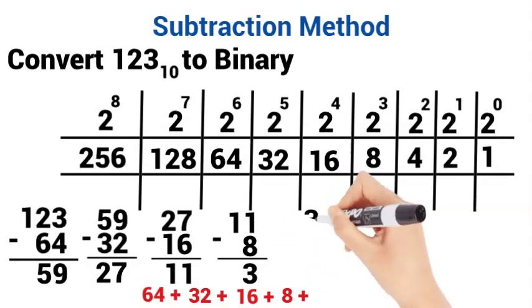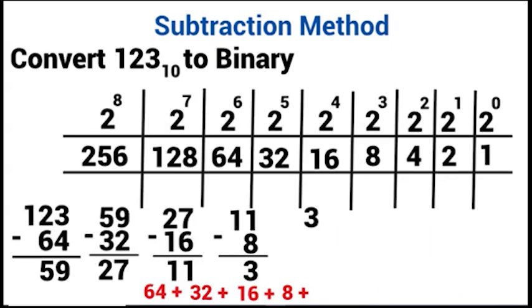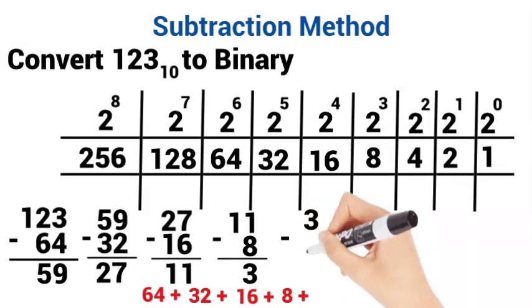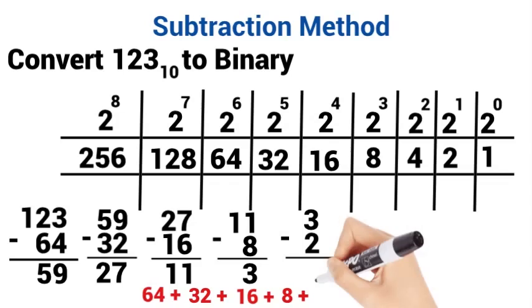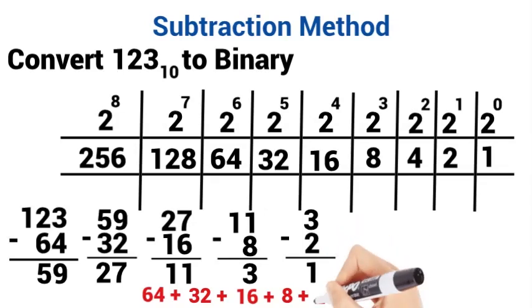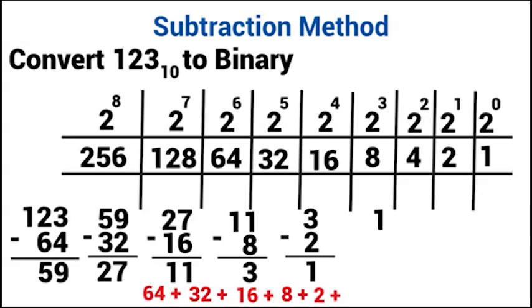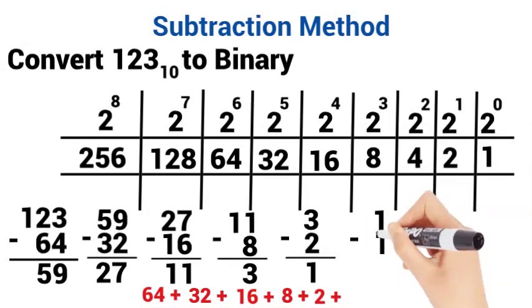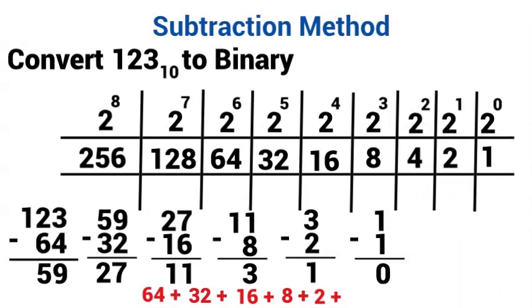Next is to copy the difference, which is 3, and find the highest number below 3 from the base 2 number. Did you choose 2? Then you are doing good. Write down 3 minus 2 equals 1. Don't forget to write down 2 below for our checking later. And then copy the difference, which is 1, and select a number that can be subtracted from 1. Did you choose 1? Very good. Now write down 1 minus 1 equals 0.